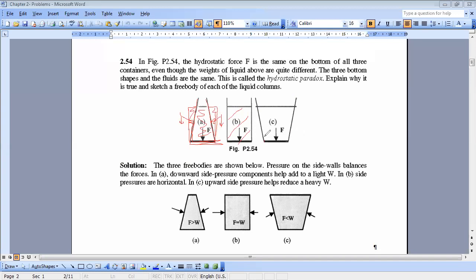Because for all three cases, the force on the bottom is equivalent to the weight of this part, which is gamma times A times H. And since the three containers share the same bottom area and the same height of fluid, even if they have different shapes, they will have the same force exerted by the fluid on the bottom surface.